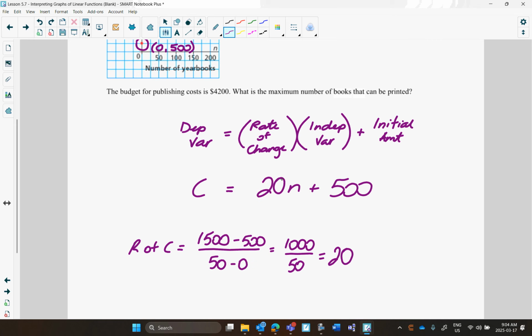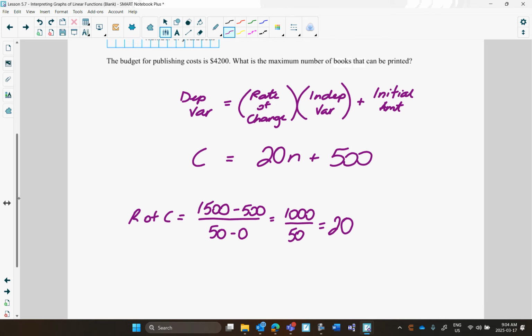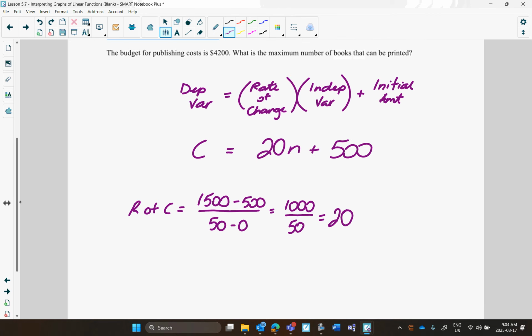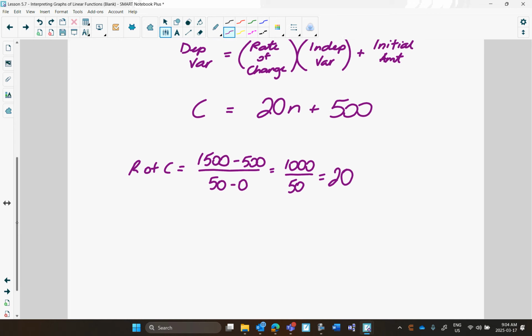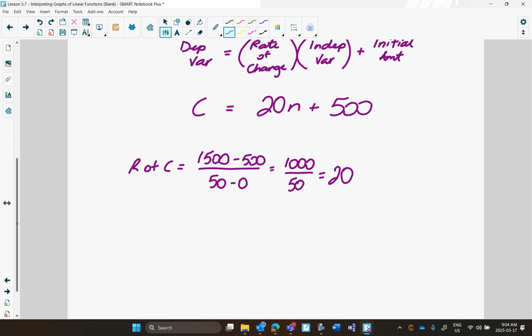So now we can put that in there. And now we can use this to answer this question. So if the cost is 4,200, I'm going to use this. I plug 4,200 in here because I'm told this is 4,200. And I'm trying to figure out the number of yearbooks n. So we've set ourselves up an equation.